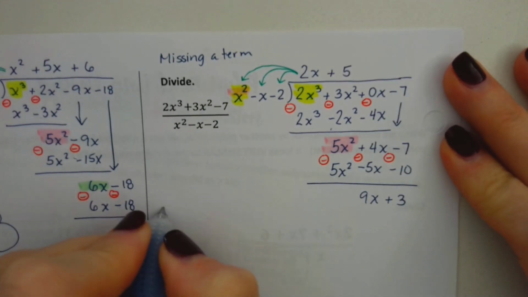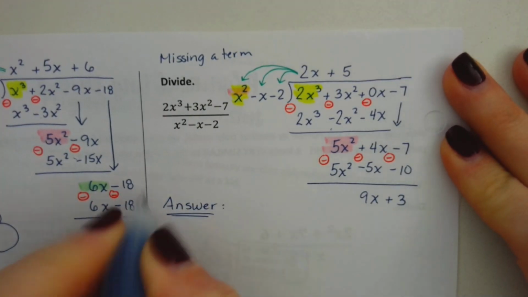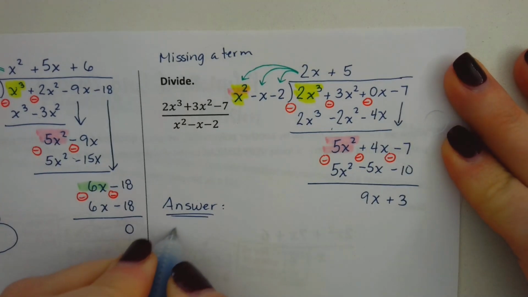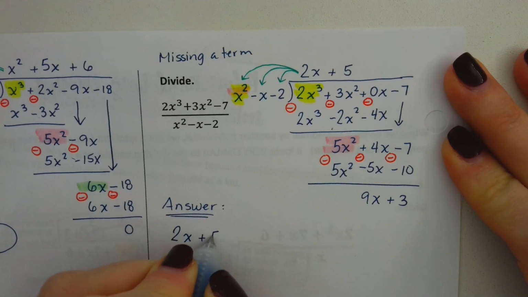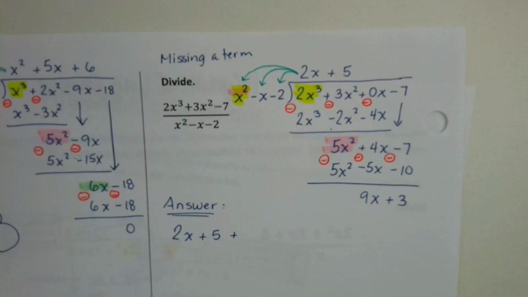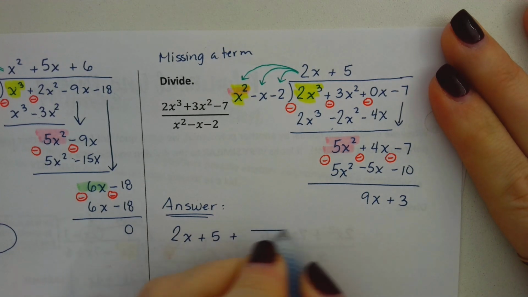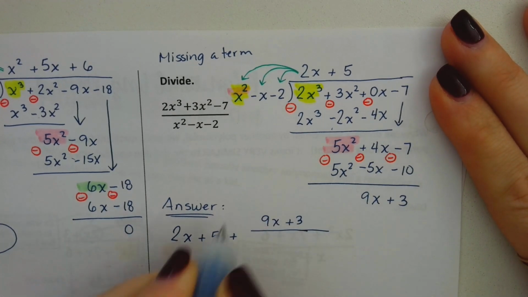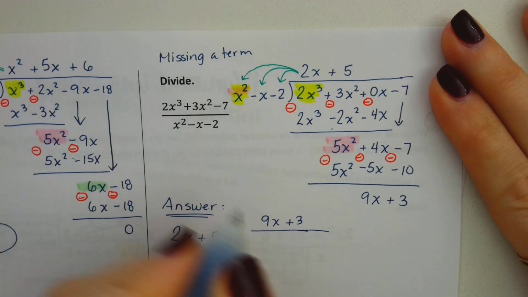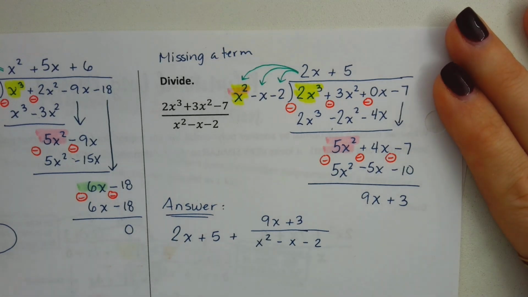So to write the answer, we're going to start by taking the quotient up top, 2x plus 5. And then we'll say plus, and then remember what we do. We take the remainder and we write it over the divisor, what we divided by. So remainder goes on top, 9x plus 3, over the divisor, which was this whole thing that we divided by, x squared minus x minus 2.